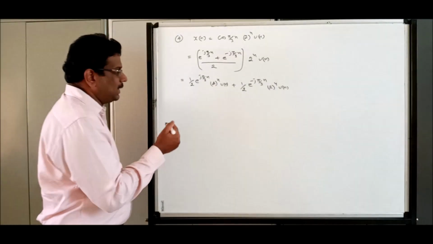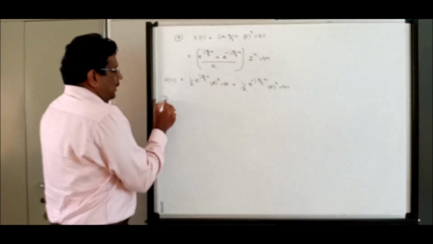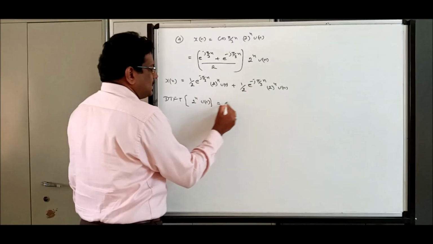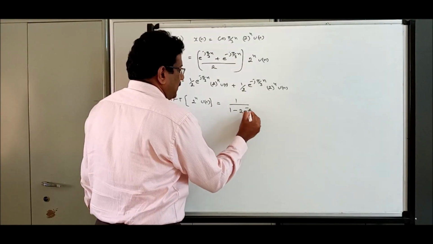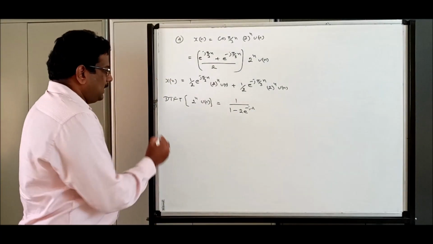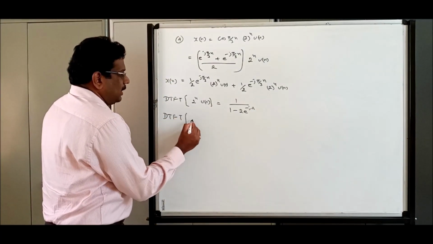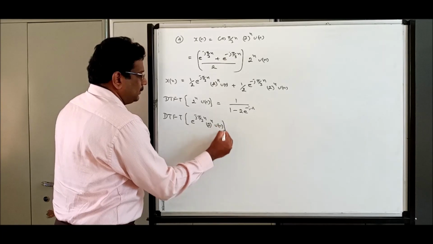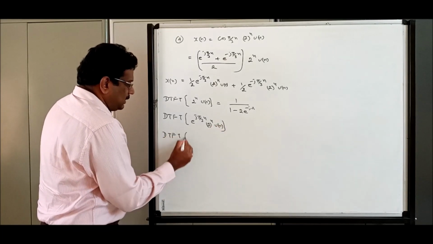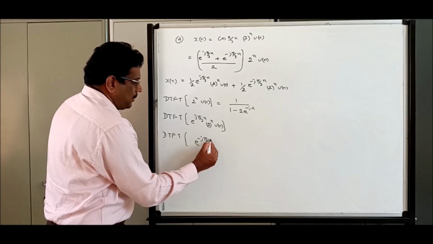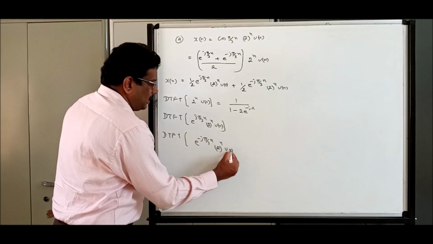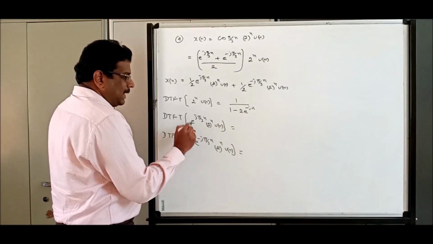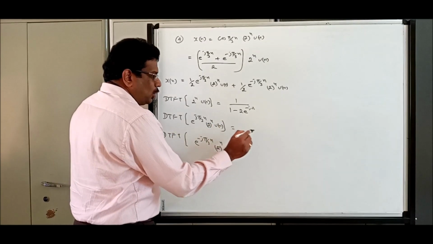Now if I do it as per the DTFT individually, the DTFT of 2 power n u of n, answer 1 by 1 minus 2 e power minus j omega. Next the DTFT of e power j pi by 3n 2 power n u of n. Same I can do one more. The DTFT of e power minus j pi by 3n 2 power n u of n. Now I can use the property. In time domain e power j, frequency domain it should be shifting.